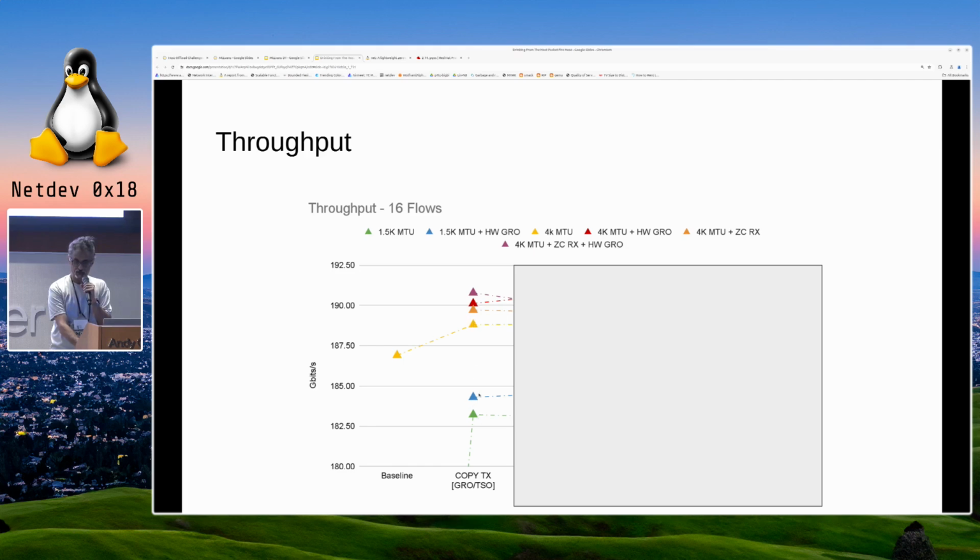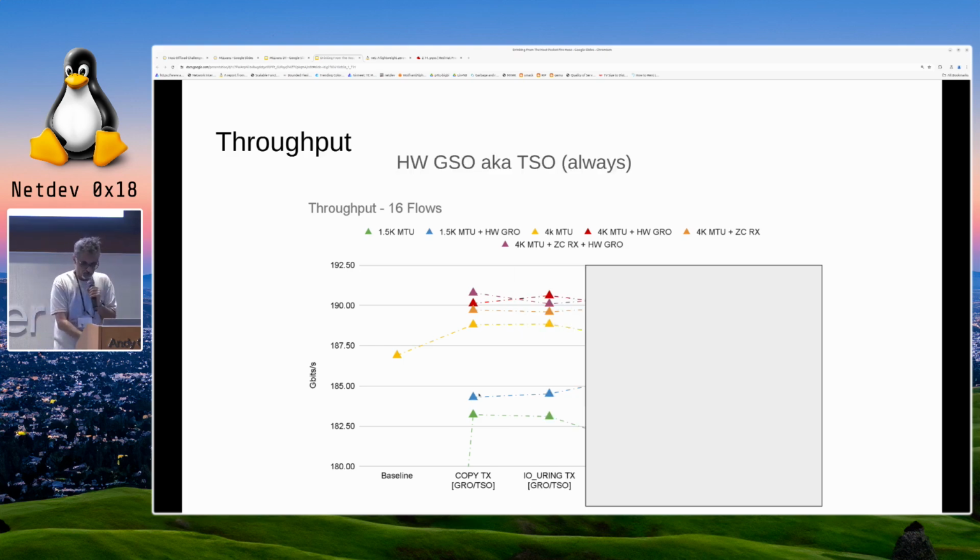At the blue here, you're seeing 1.5K MTU, so a lot more packets are coming in, however with hardware GRO turned on. This doesn't tell you the full thing. So next we turn on IO uring on the transmit side. The variation is not outside the region of error. There's not much change, as you can see.